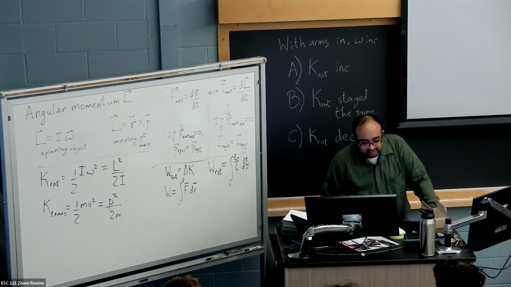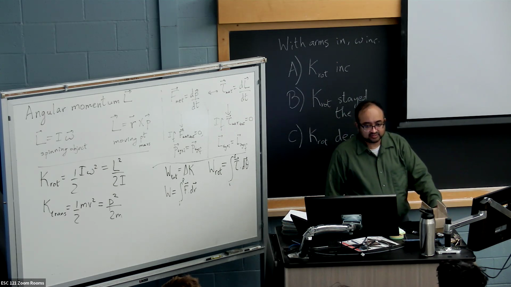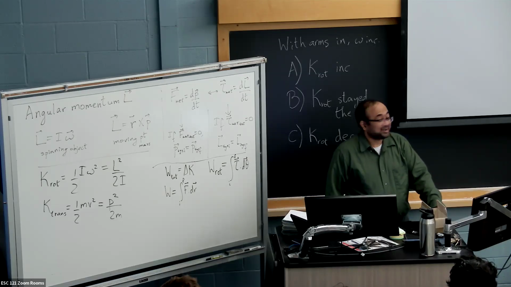Suppose he had, instead of going from here to chest, gone from here to his side. Would that have changed anything? Like, does the distribution of mass up, down? Up, down, no. Just distance from the axis.